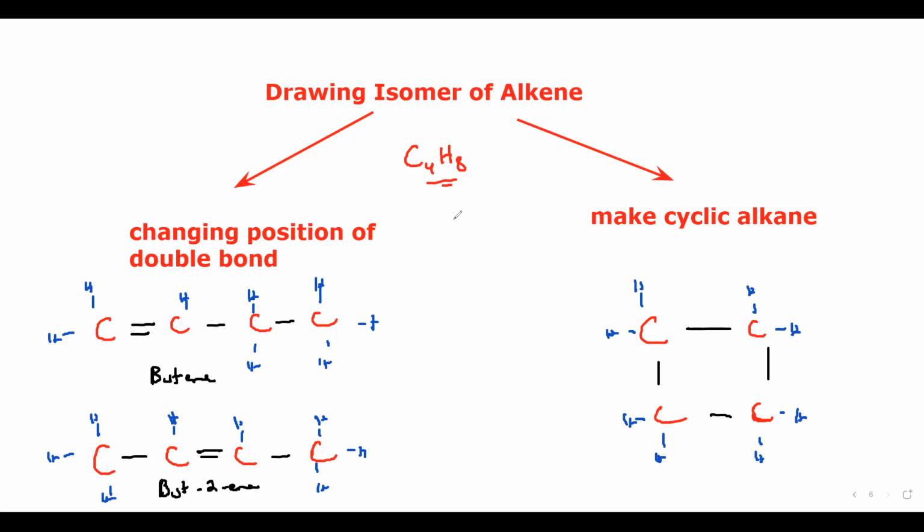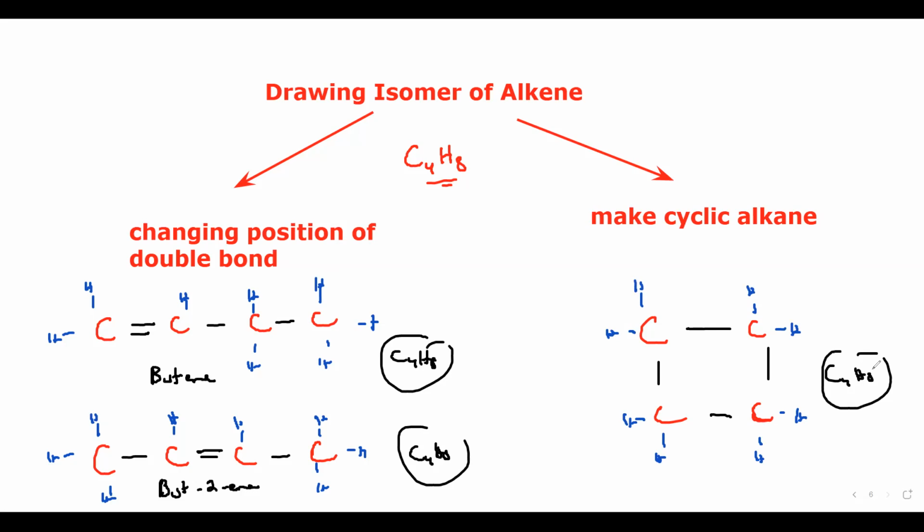But why do we call these isomers? Because when we count the number of carbon atoms for this one, C4H8. For the second one, C4H8. For the third one, C4H8. So all have the same carbon and hydrogen. That's why we call them isomers. So whenever you want to draw an isomer of an alkene, just change the position of the double bond. And when you want to draw an isomer of an alkane, you just make one as a straight chain and another one as a branch.